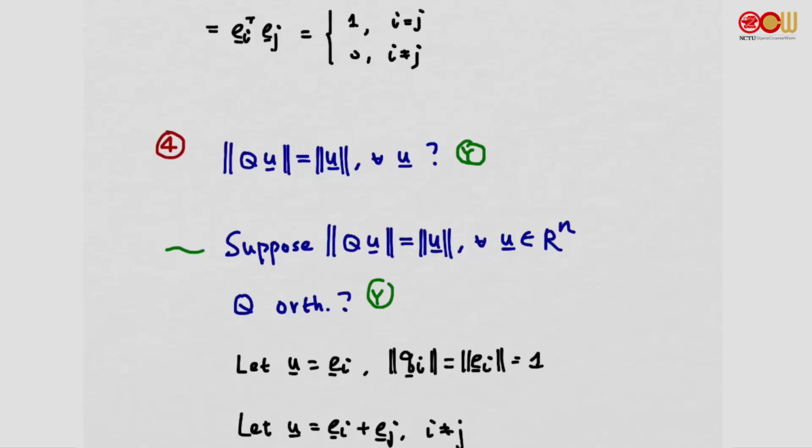If a matrix preserves norm, then it is orthogonal. And combining this property and this property, we can see that it's an if and only if condition. A matrix is orthogonal if and only if it preserves norm.